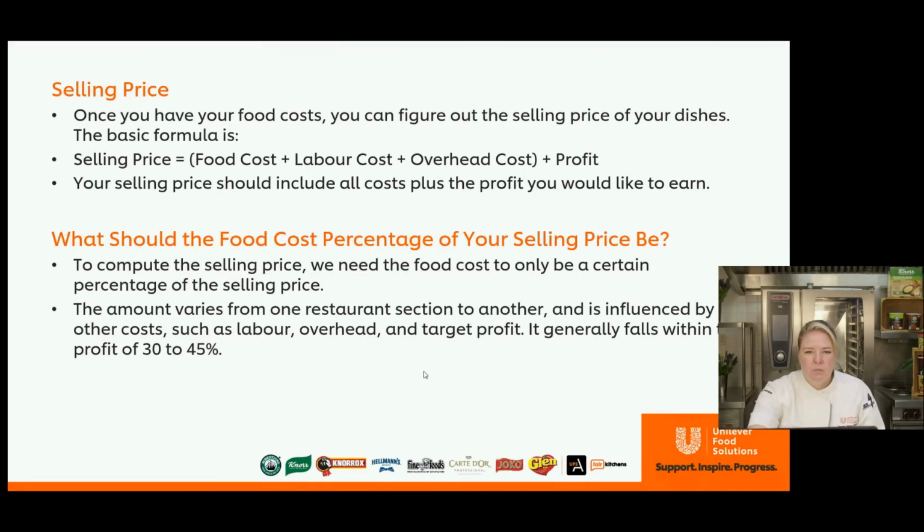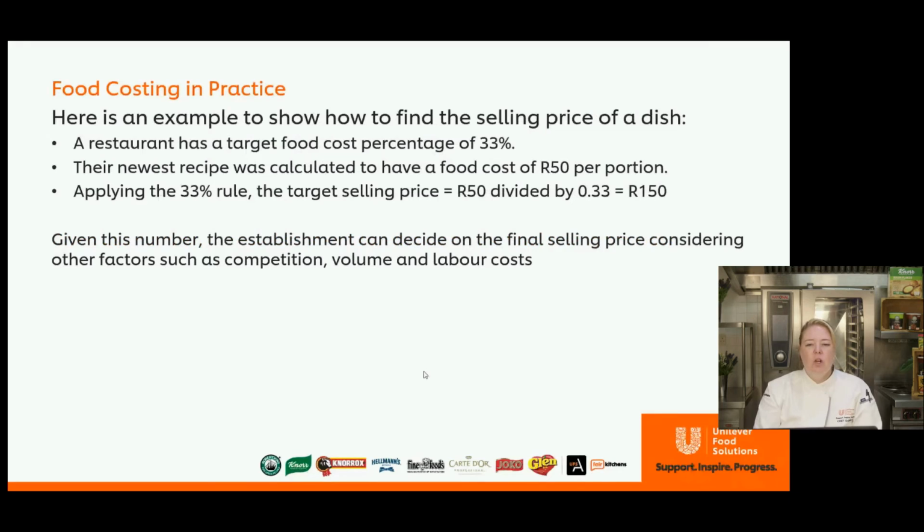So, food costing in practice. Here's an example to show you how to find the selling price of a dish. A restaurant has a target food cost of 33%. The newest recipe was calculated to have a food cost of 50 Rand per portion. Applying the 33% rule, the target selling price is 50 Rand divided by 0.33, which gives you 150 Rand.